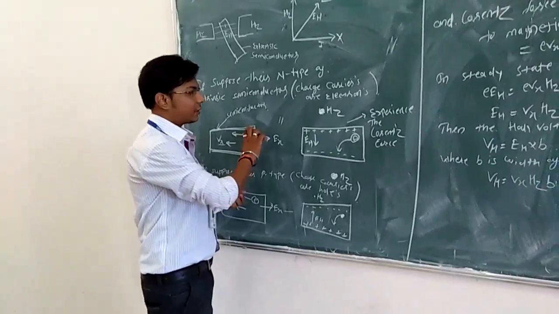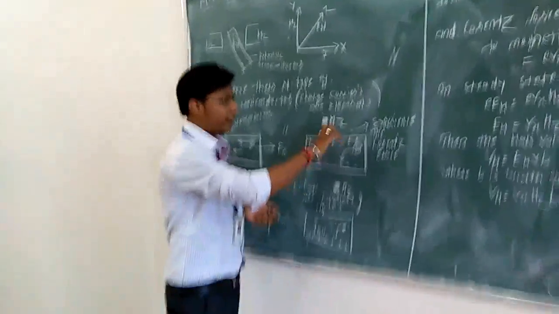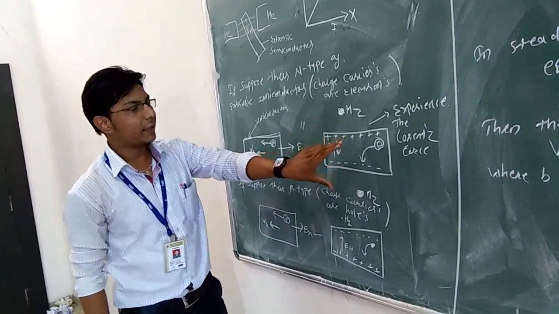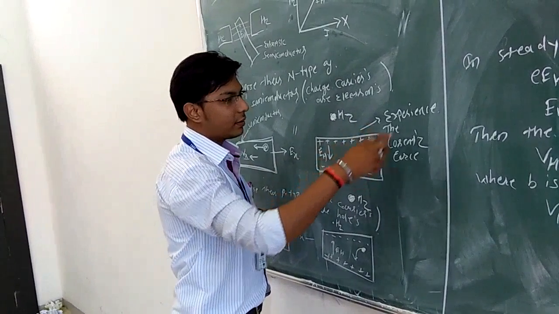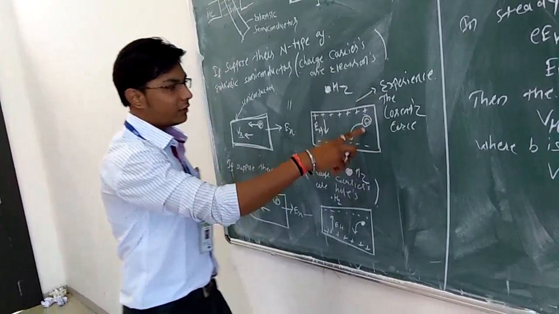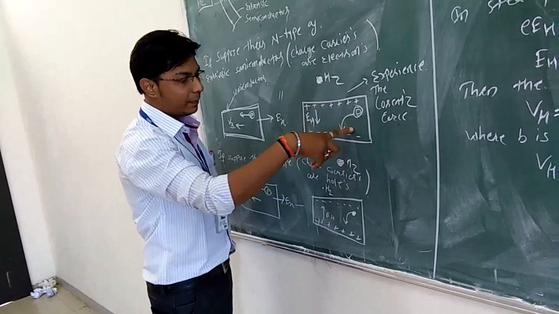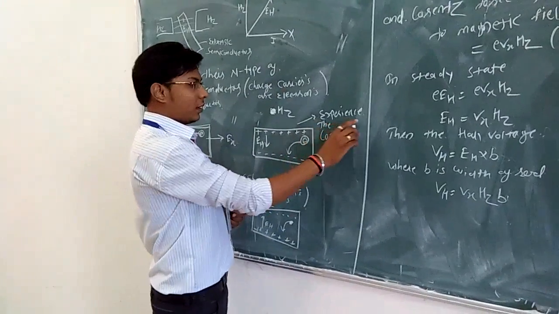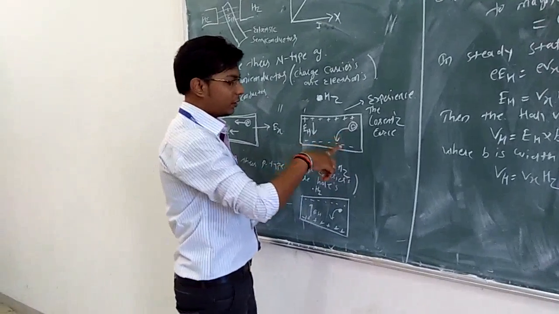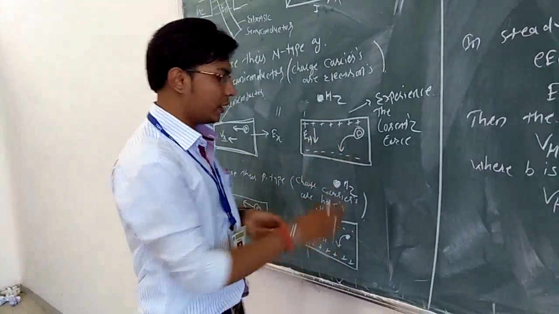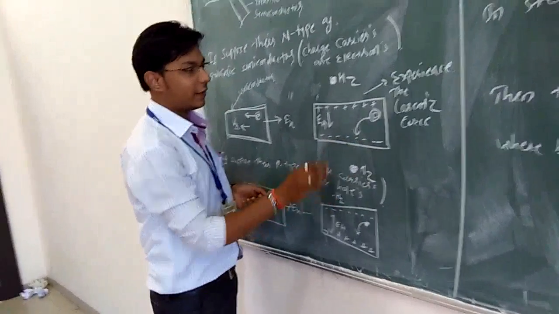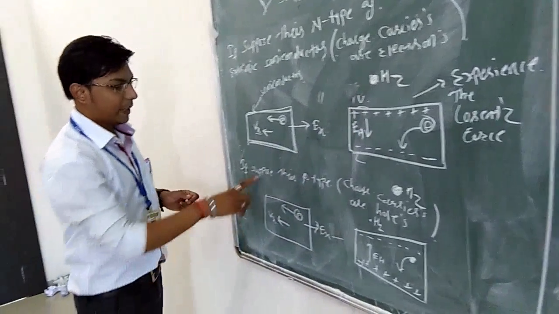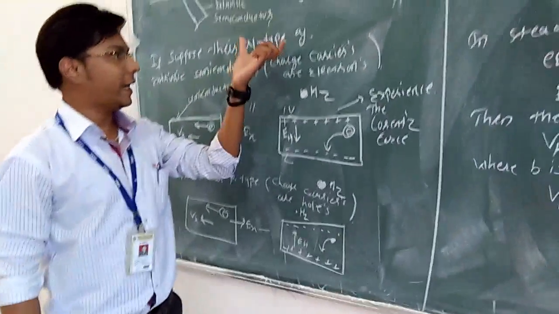Now we place this semiconductor in the external magnetic field Bz, as shown there. The electrons then experience the Lorentz force. The force on the electrons is downward, so the negative charge accumulates on the lower surface and the positive charge accumulates on the upper surface. Now we have talked about the n type semiconductor.